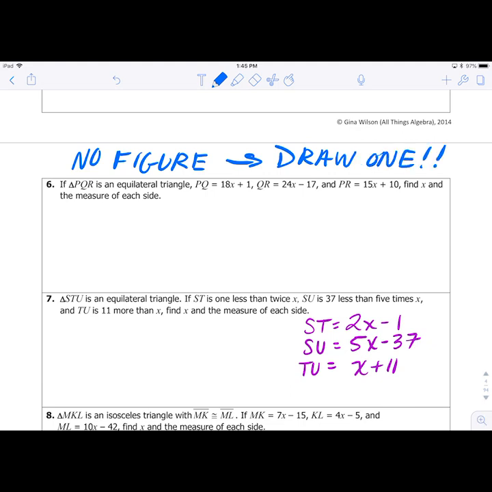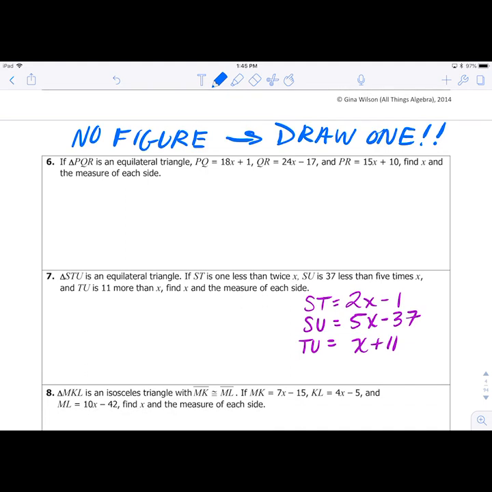Geometry is a very visual class. Spoiler alert, okay? So make sure you're drawing when it doesn't give you figures. So for example, number 6, if triangle PQR is an equilateral triangle, stop right there. Draw a triangle. Label it PQR.